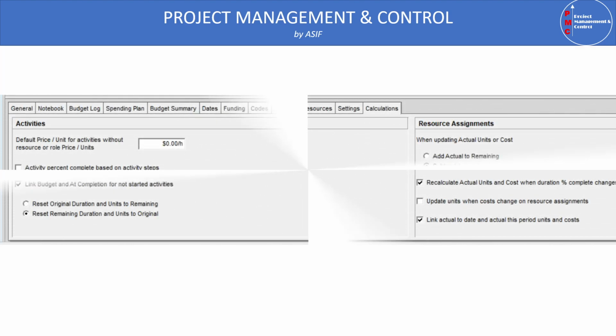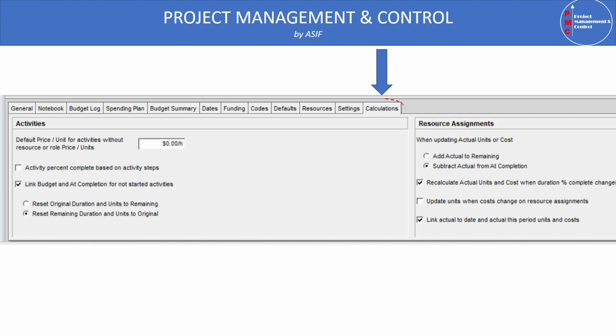Now, when we are computing the actual cost from the program, go into the Calculations tab. In the Calculations tab, on the right-hand side, you will find Resource Assignment. There you can select 'Recalculate actual units and cost when duration percent complete changes', or 'Link actual to date and actual this period units and cost'. This is the default setting, but if you don't want P6 to calculate the actuals by itself, just remove the first option, which is recalculate actual units and cost when duration percent complete changes. So let's see all this in Primavera P6 itself.